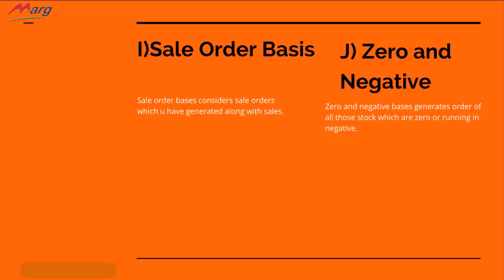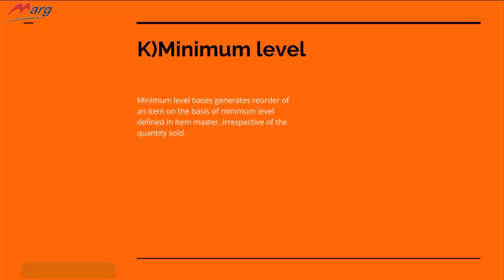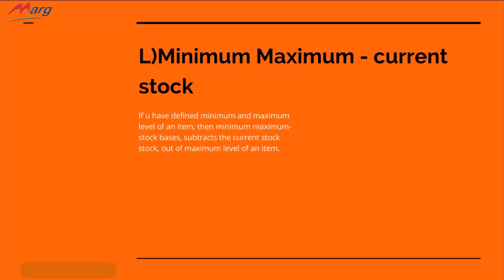Zero and negative basis generates order of all those stock which are running in zero or in negative. Minimum level basis generates reorder of an item on the basis of minimum level defined in item master, irrespective of the quantity sold. Then last is minimum maximum minus current stock. If you have defined minimum and maximum level of an item, then on minimum maximum minus current stock basis, it subtracts the current stock out of maximum level of an item.